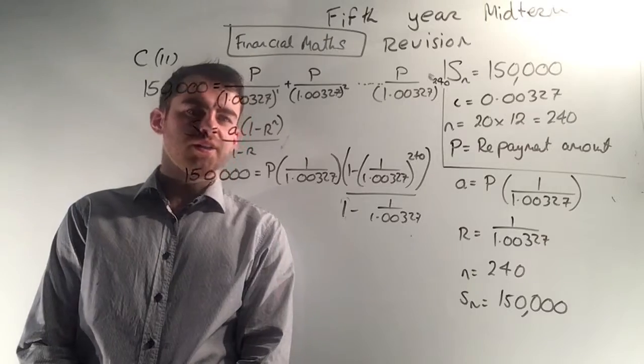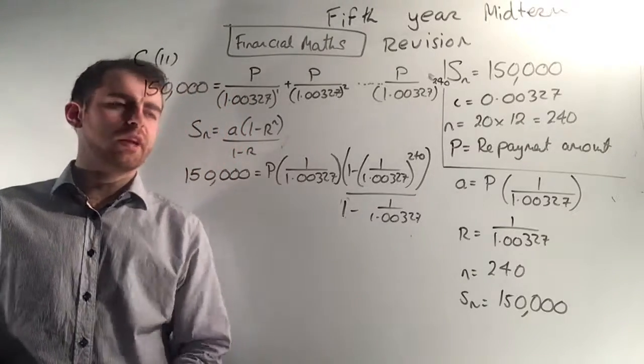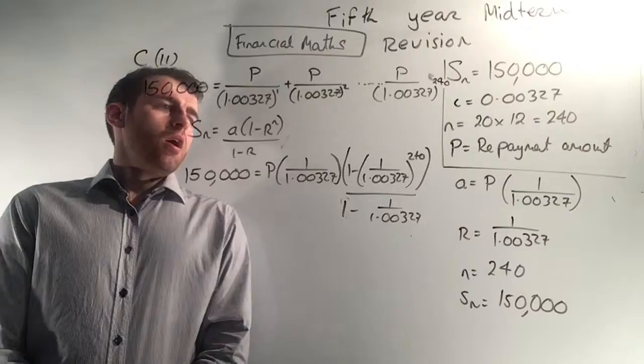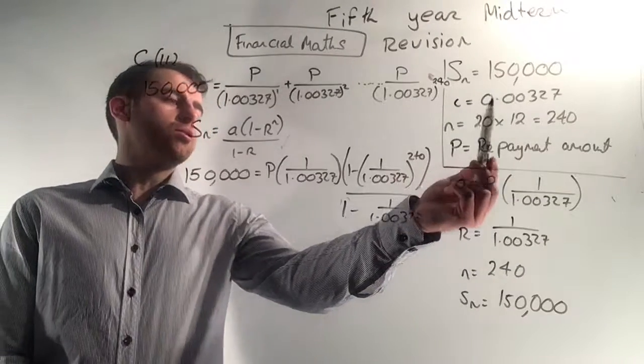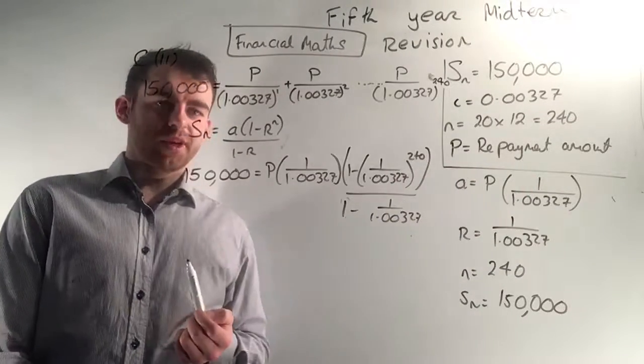Okay, so for C part 2 in this question, now I've got a lot of it done already, so I want to just talk you through it. I know that John's monthly interest rate is going to be 0.00327.